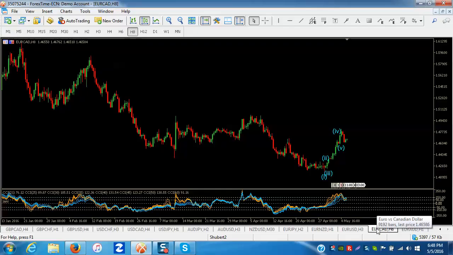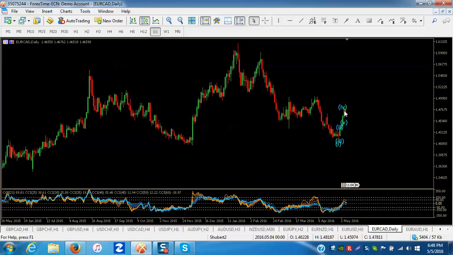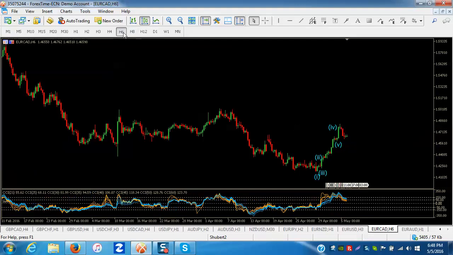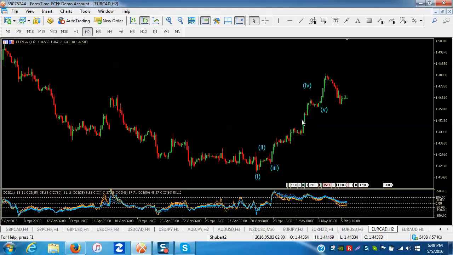Okay. Euro Canadian, just a quick look at that. Same thing. Overall downtrend in place here. Correction to the upside. Potentially a correction. This does look like again, a mature trend here, and that this might push up. This could push up again.